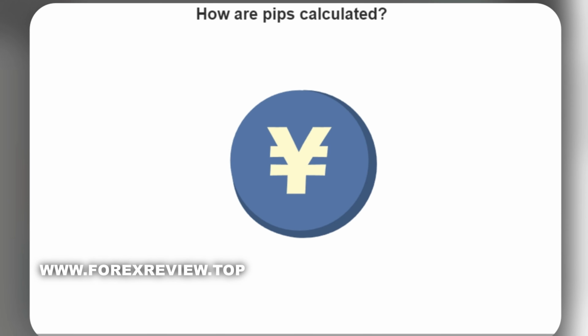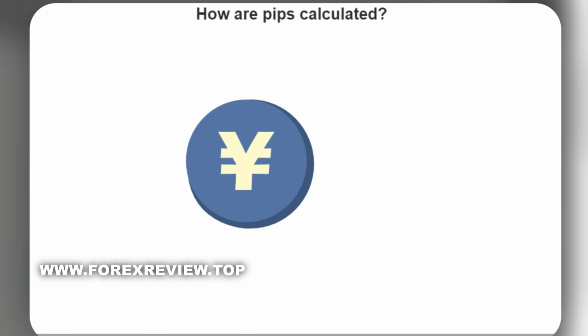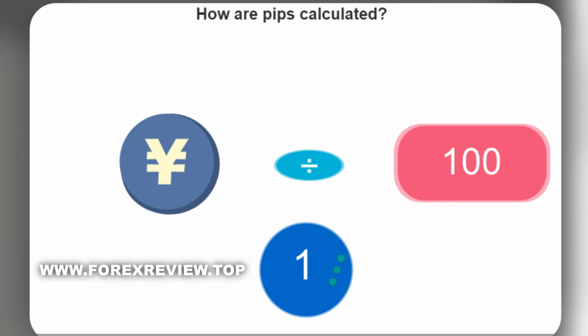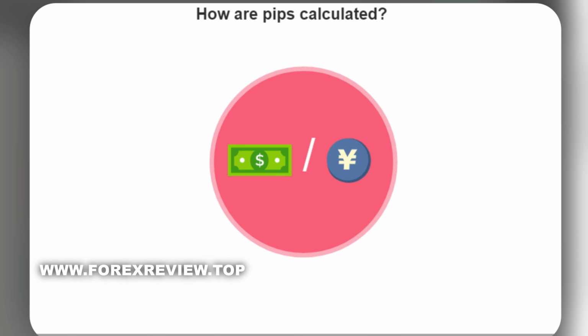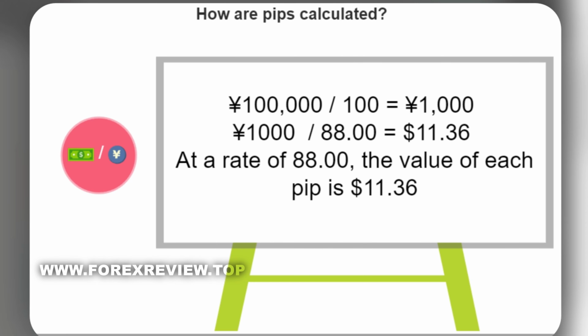For the Japanese yen, the calculation is slightly different. We divide the amount of the transaction in terms of the base currency by 100, and that is the value of the pip. For example, a transaction of $100,000 in the currency pair dollars to yen, we divide by 100, and the result is 1,000 yen. Assuming that the exchange rate is 88.00, we divide the 1,000 by 88, meaning 11.36 US dollars per pip.